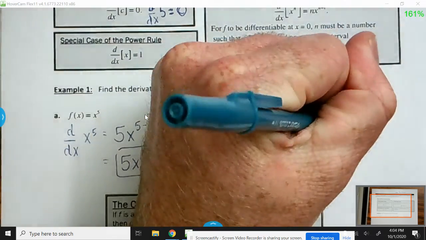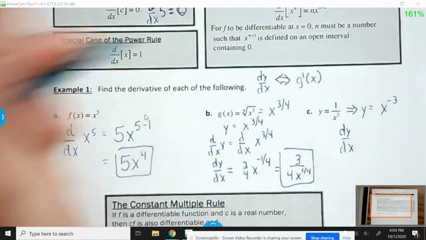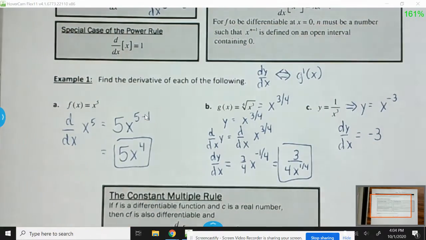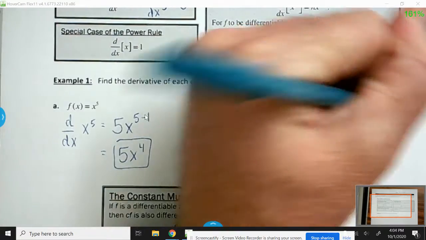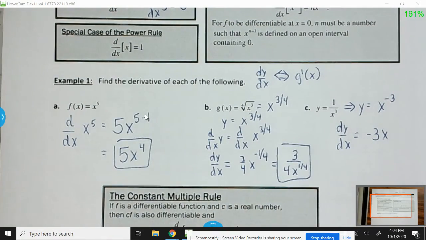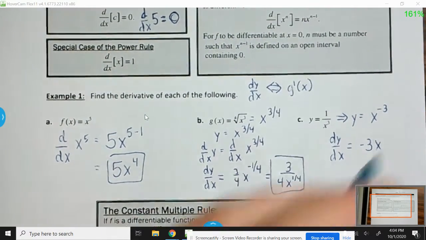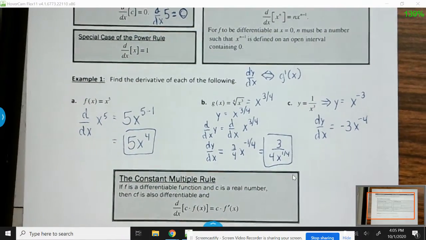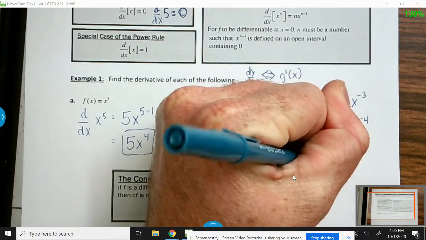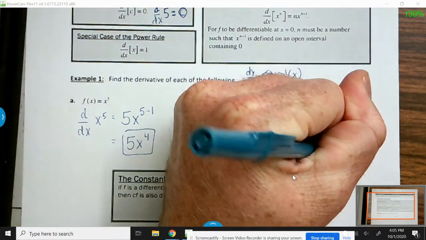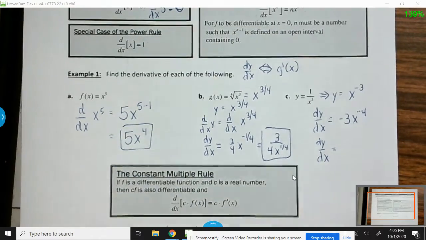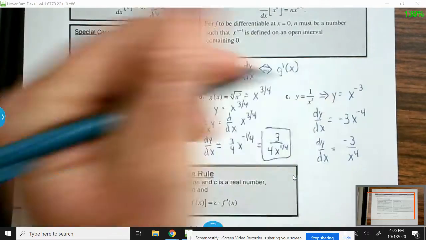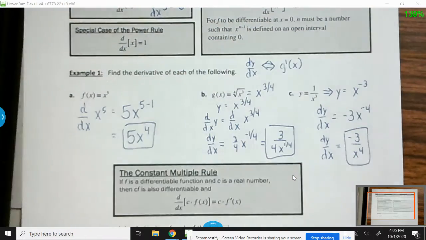Now what I can say is the derivative with respect to x, the change in y versus change in x, is negative 3, because the negative 3 goes out front, x to the negative 3 minus 1. Remember, you always knock it down 1, which would become negative 4, right? So the derivative of the function with respect to x is negative 3x to the negative 4th, or negative 3 over x to the 4th, right? And that's my answer, okay?